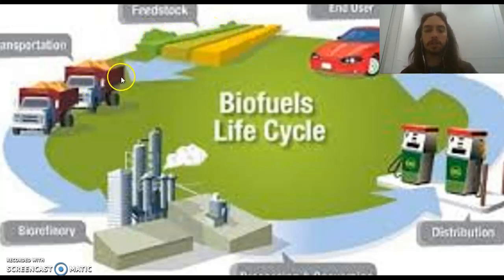We have to put it in trucks. We have to transport it to a biorefinery. That's got to go through a bunch of processes. It's got to process and convert it into usable energy, and then we have to put it back into big old tanker trucks, then distribute it to gas stations, and then gas stations can pump it out into your cars. So, it still costs a lot, and there's a few too many steps in this process here to make it affordable. And the other thing is that biofuels still produce CO2.